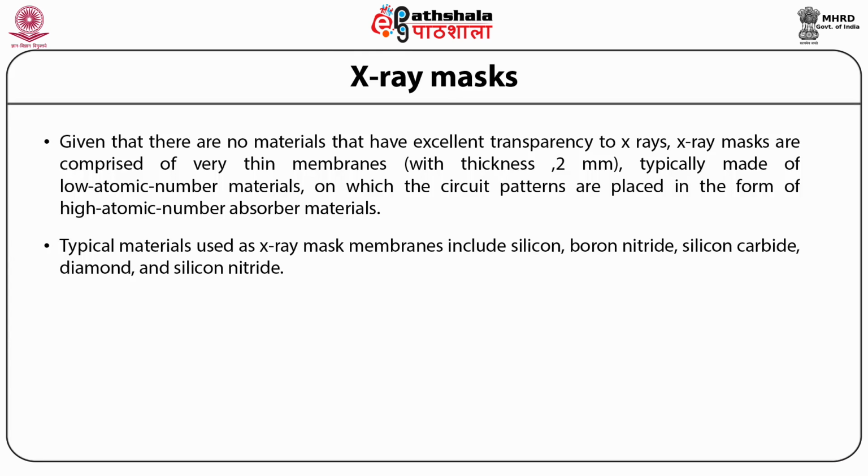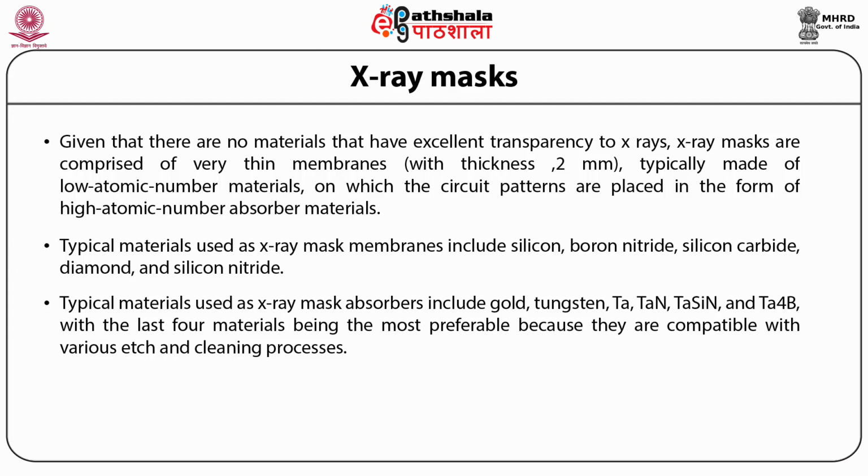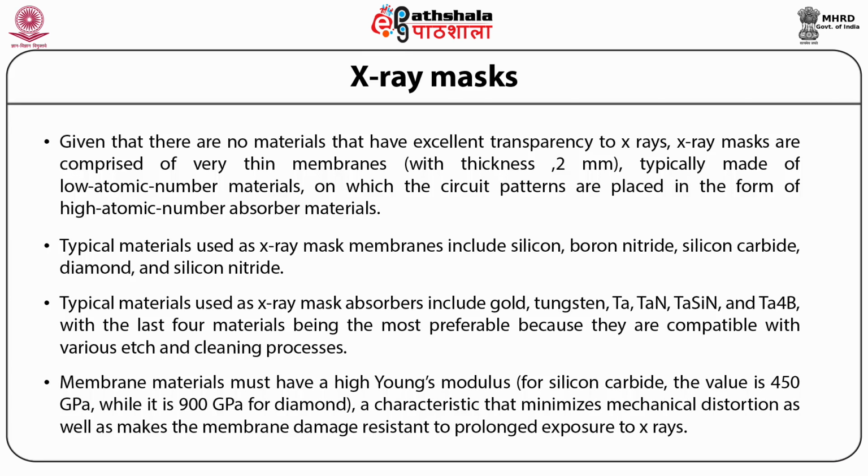Typical materials used as X-ray mask membranes include silicon, boron nitride, silicon carbide, diamond, and silicon nitride. Typical materials used as X-ray mask absorbers include gold, tungsten, tantalum, tantalum nitride, tantalum silicon nitride, and tantalum boron, with the last four being the most preferable because they are compatible with various etch and cleaning processes. Membrane materials must have a high Young's modulus, which minimizes the mechanical distortion as well as makes the membrane damage resistant to prolonged exposure to X-rays.